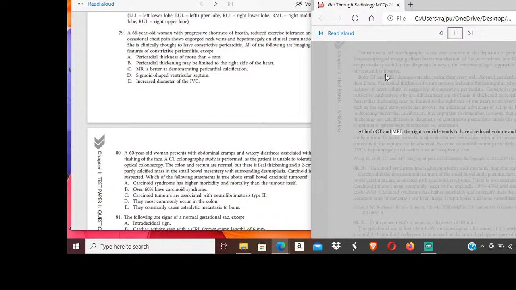At both CT and MRI, the right ventricle tends to have a reduced volume and a narrow tubular configuration. In some patients, a sigmoid-shaped ventricular septum or prominent leftward convexity in the septum can be observed. Systemic venous dilatation, particularly of the inferior vena cava, IVC, hepatomegaly, and ascites also are frequently seen. Wang ZJ, et al. CT.